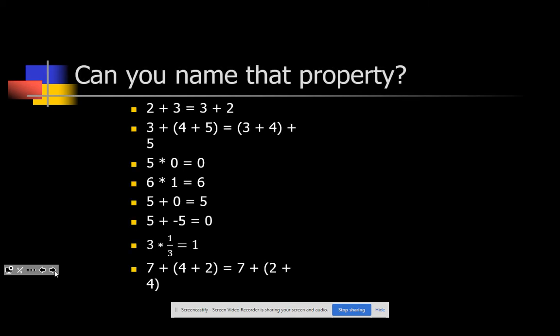Let's play a little game. Write down all of the examples, and then to the right of them, see if you can name the property that's being illustrated with the example. Pause the video at this point to give yourself a chance to try it on your own.